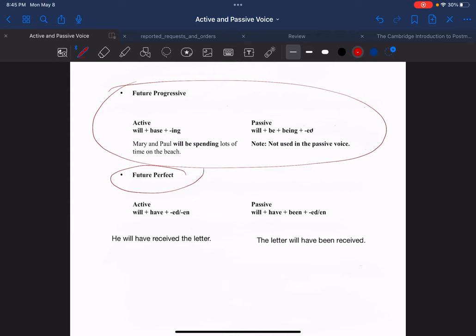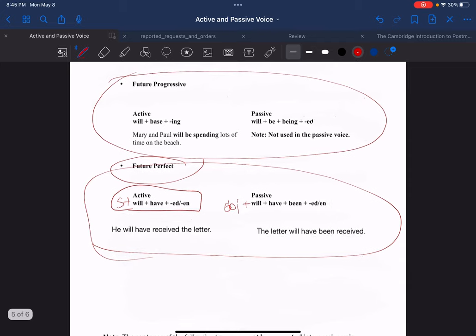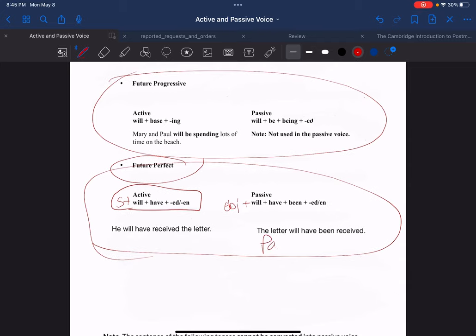And for future perfect, this is the active state of it. Subject plus will plus have plus be plus past participle. And here we have object plus will plus have plus been plus past participle, which is not something to focus on that much, but just know it. For example, he will have received the letter. The letter will have been received. This is the passive state of the sentence. This is the active state.